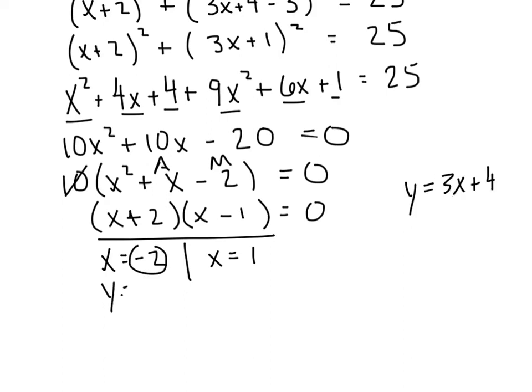I'm going to take this negative 2. I'm going to substitute into this x. And let's see, 3 times negative 2 is negative 6 plus 4 is negative 2. Now substitute the 1 in there, and you'll get y equals 7.